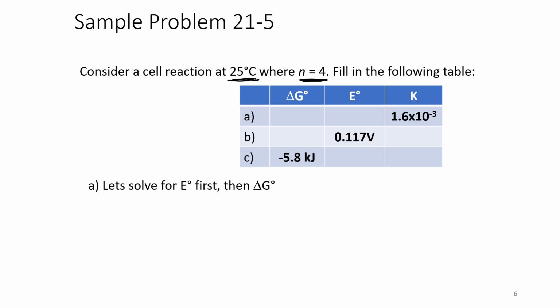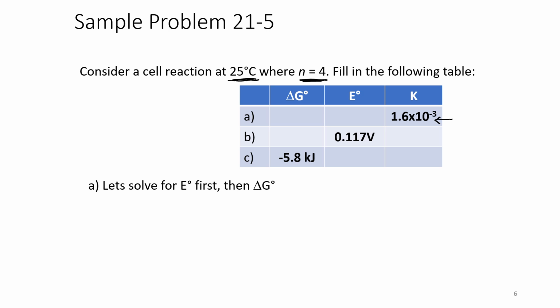So for part A, we're given K, which is 1.6 times 10 to the minus third. What I'm going to do is solve for E first, and then solve for our delta G. You can do these things in pretty much any order you like. I'm just going to go with E first, but if you wanted to solve for delta G first and then solve for E, you could do that.